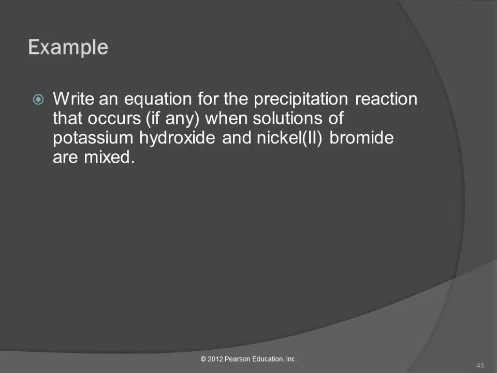Write an equation for the precipitation reaction that occurs, if any, when solutions of potassium hydroxide and nickel 2 bromide are mixed. So this is a more difficult problem because it gives you the names of the reactants instead of their formulas. So the first thing we have to do is figure out what the formulas for the reactants are. And so in these examples, we're actually doing, I think it was step 2, before we do step 1, because in order to write the reactant formulas, we need to know what their ions are. So potassium hydroxide. Well, potassium ion is K plus, and hydroxide ion is OH minus.